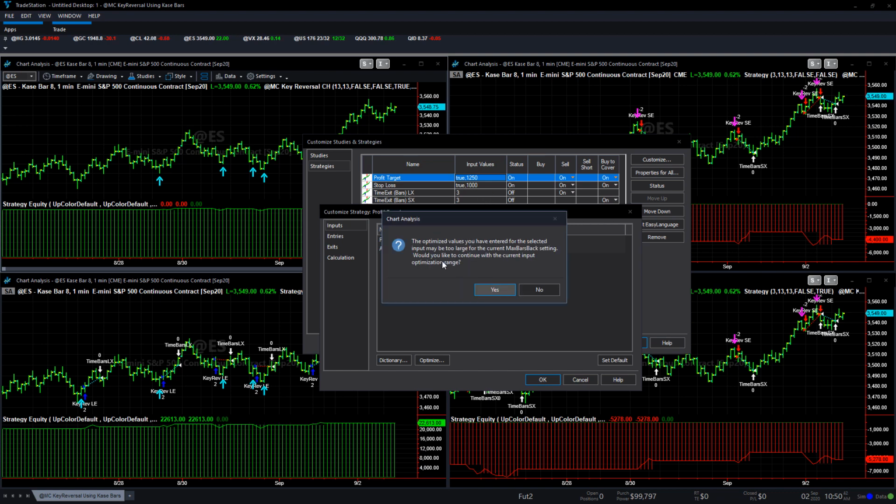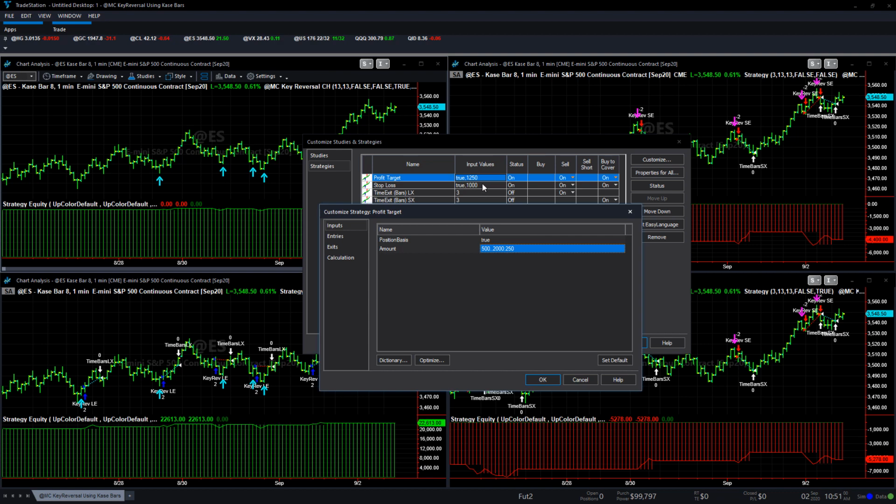By the way, sometimes you get this message that says the optimized values you've entered are too large. That doesn't really apply here because these are dollars. These aren't look back lengths and bars. So this is a max bars back error that is not appropriate if you're using dollars. So you can ignore that. And then I'll click OK.